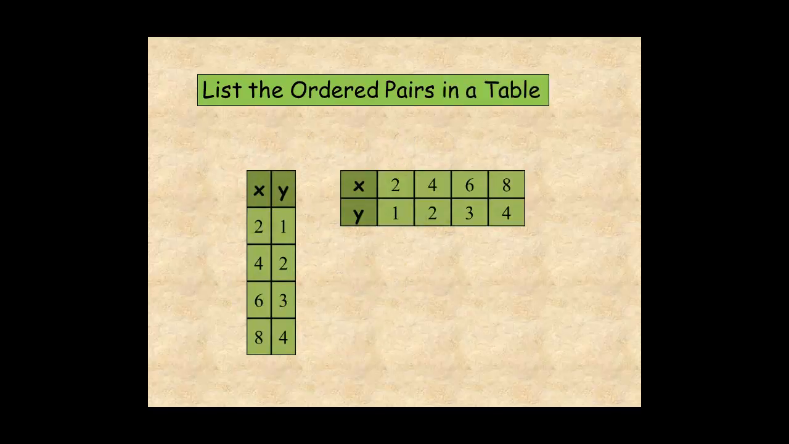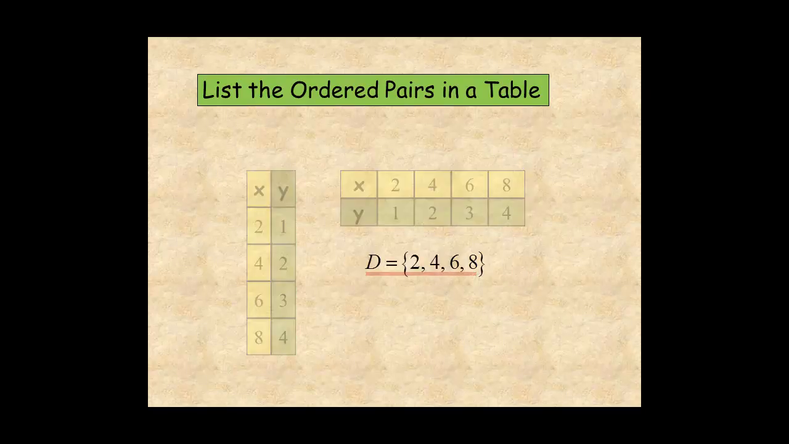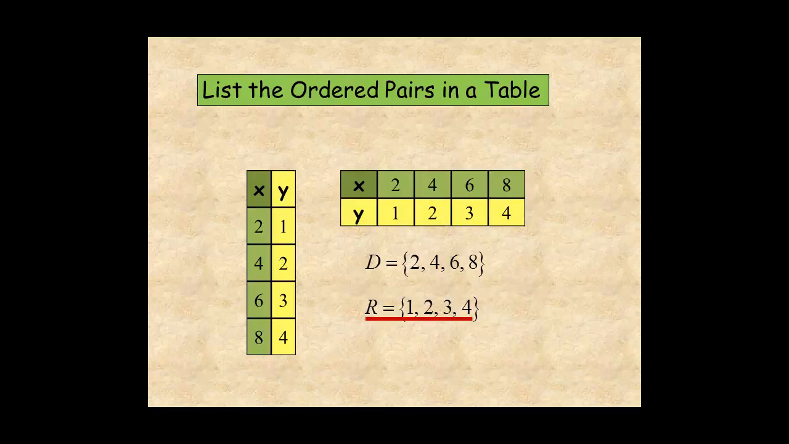You can also list the ordered pairs in a table, either as a vertical table or a horizontal table. The set of all the x values is a domain of the relation, and the set of all the y values is the range. Since none of the elements of the domain are repeated, the relation is a function.